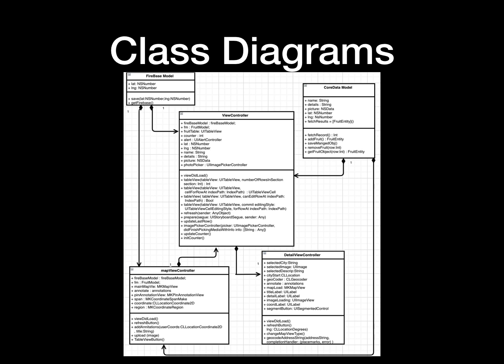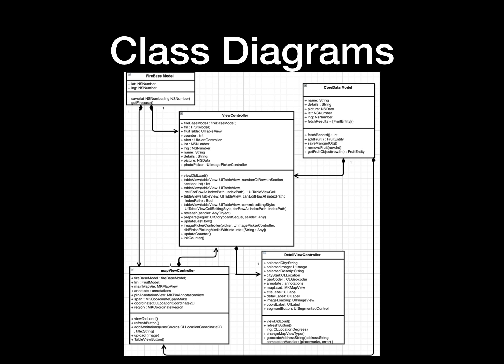So for the class diagram, there are two models, the Firebase model as well as the Core Data model. The Firebase model will store the coordinates and do a save as well as a retrieval, and the Core Data model will also have the coordinates, but it will save the picture, the detail, which is what the user will input for a custom description, and a name, which will be the actual city or address they want to save their picture to.